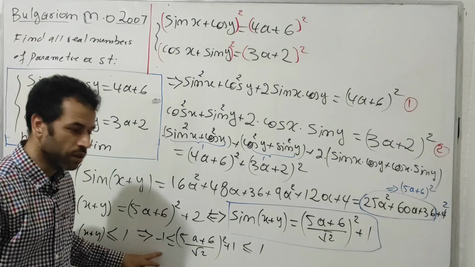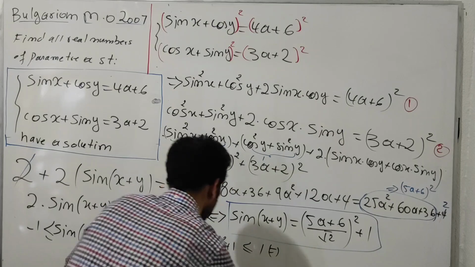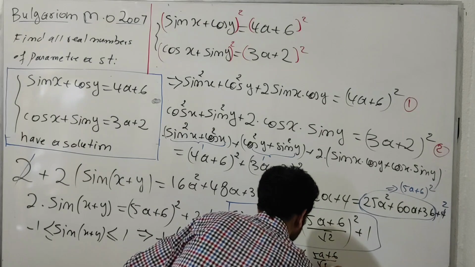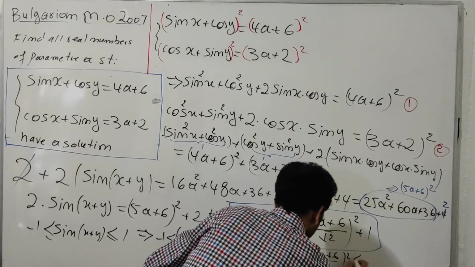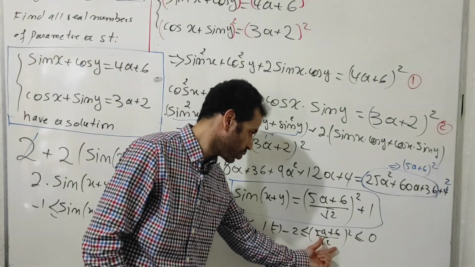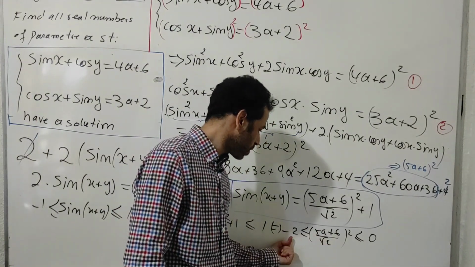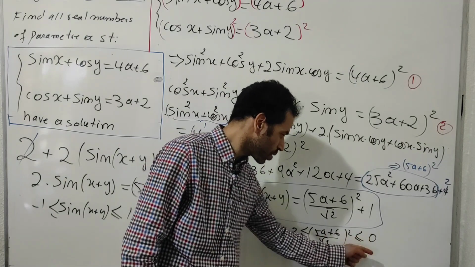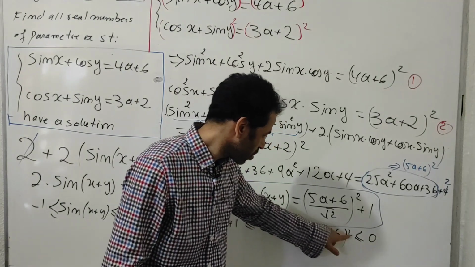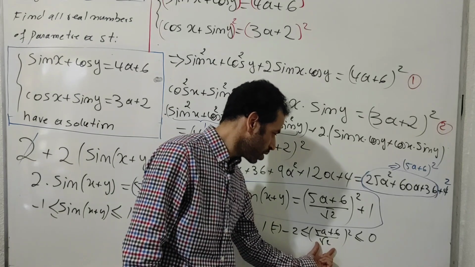I'm going to add -1 on both sides. So I will have -2 is less than or equal to this term, 5a plus 6 over square root of 2 squared, is less than or equal to 0. But the negative part is impossible because this is always greater than or equal to 0, since it is a square. It is located between the negative number -2 and 0. But the nice thing here is it includes 0. So to maintain this inequality and make it work correctly, the only way is for this term to be equal to 0.